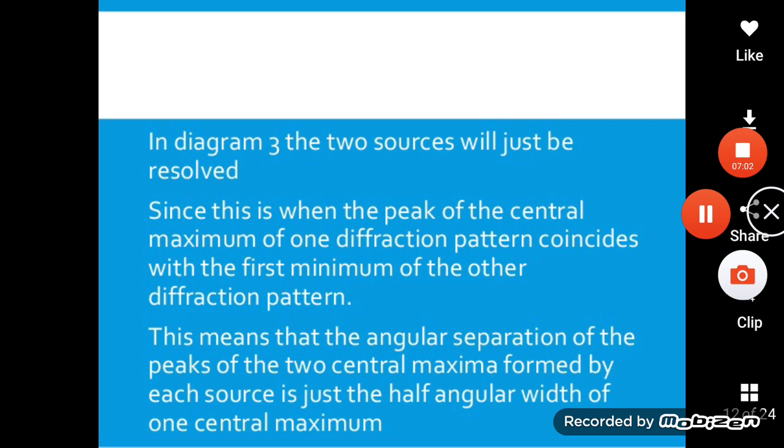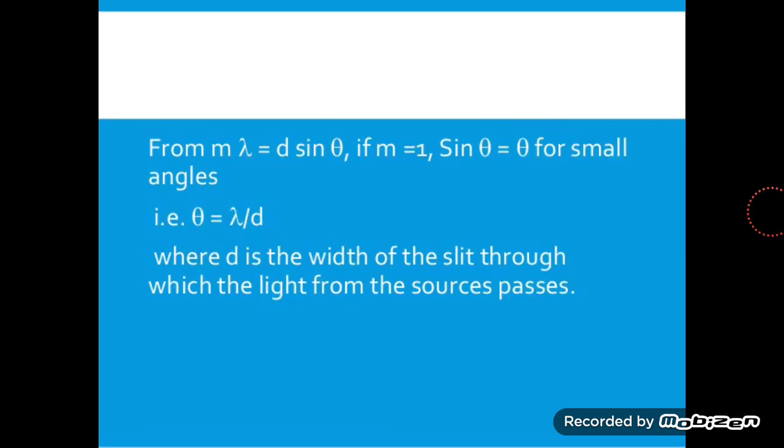From m lambda equal to d sin theta, if m equals 1, then sin theta is very small, so it is equal to theta. If we put the value of sin theta, then the equation converts to theta equal to lambda upon d, where d is the width of the slit through which the light from the source passes.